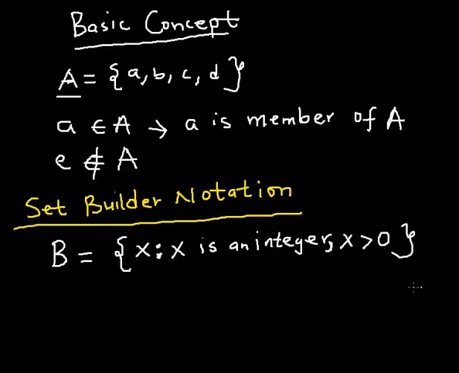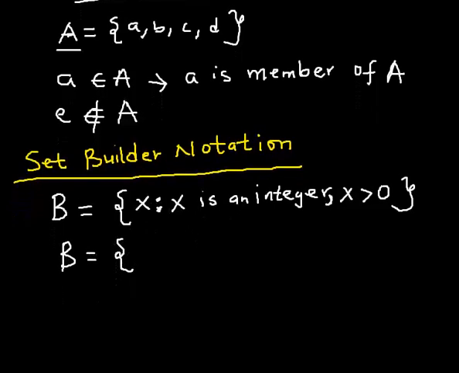greater than 0. This simply means that if I should use this set builder notation to list the set B, I'm going to start from greater than 0, and B includes integers, right? So I'm going to start from 1. That's going to be 1, 2, 3, 4.